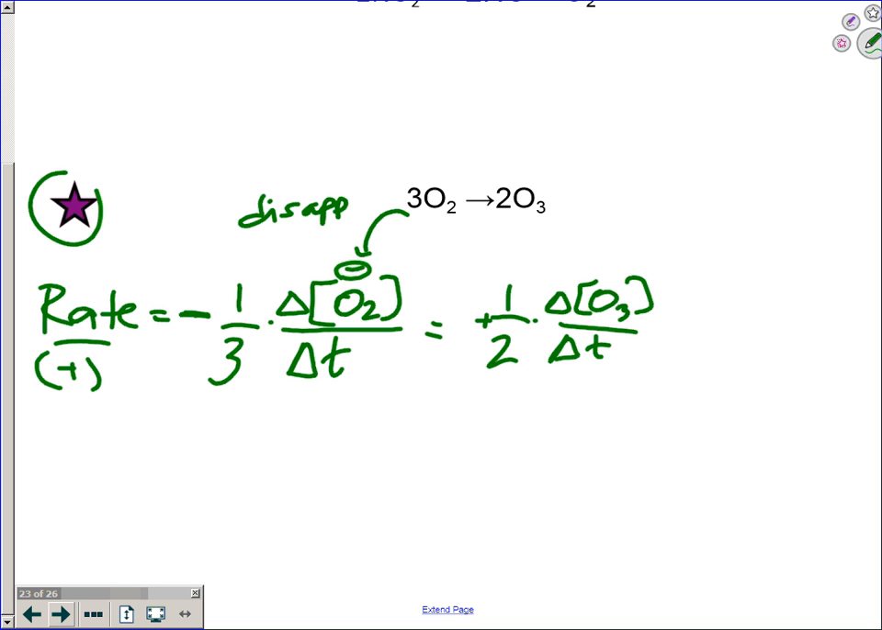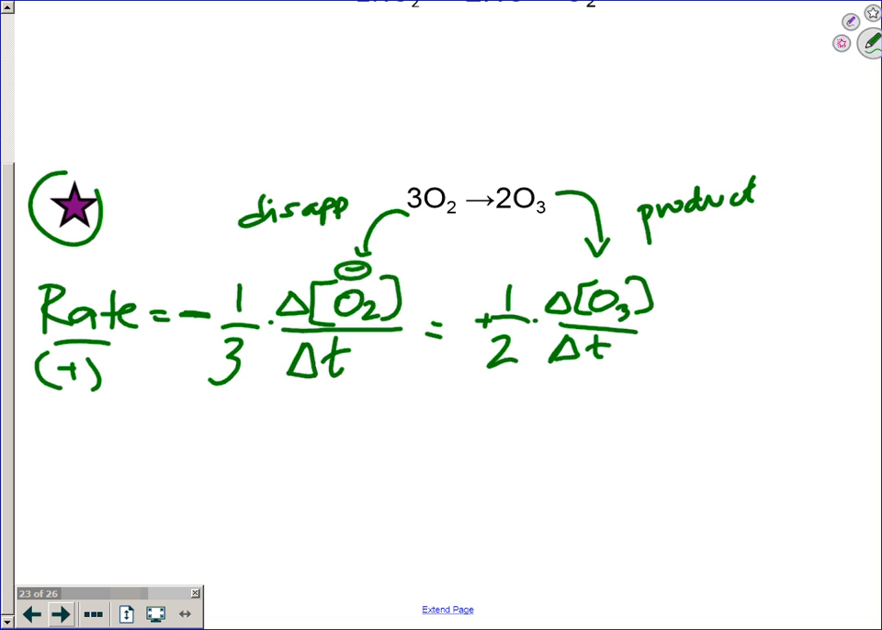When we're producing or making things appear, it's already positive. So we don't put the negative in front, because then it would overall be negative, which would be incorrect for the rate. So we just put the negative and the positive separately. Negative for reactants, positives for products. Okay? So those are two ways so far.